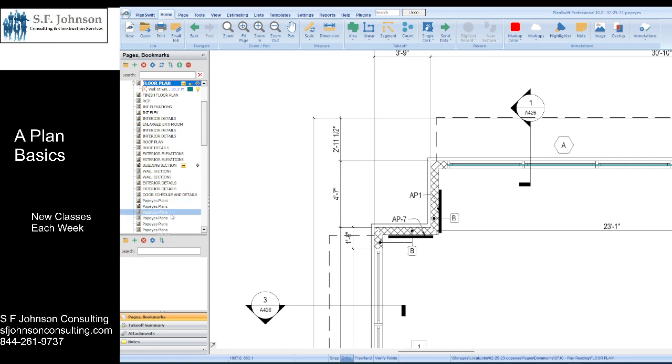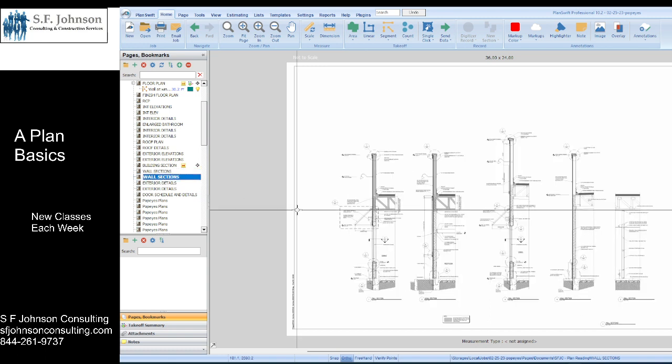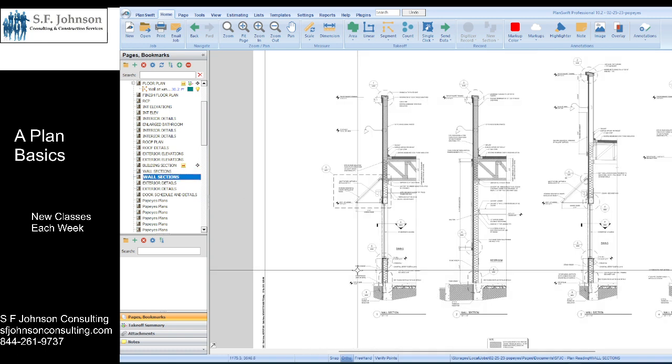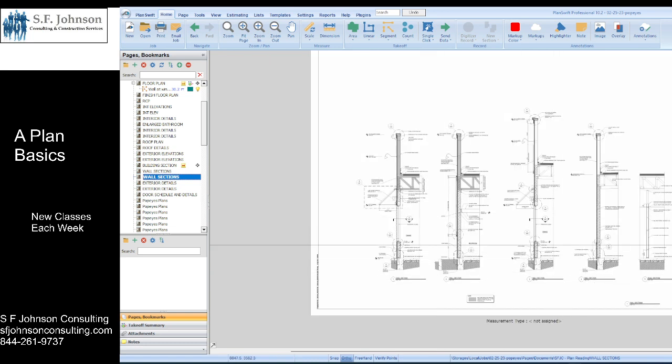A426. Where are my section views? Did I already? Oh, okay, here we go. I did mark them off. What did I say? 426, image number 1. Okay. And so now this is a section view. These are all section views of the wall.